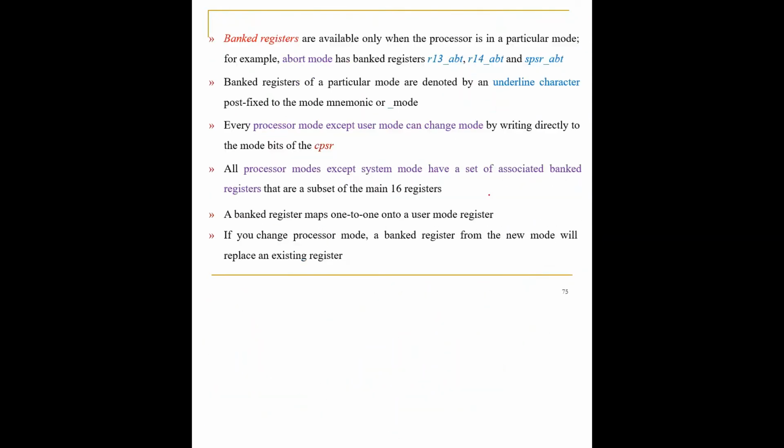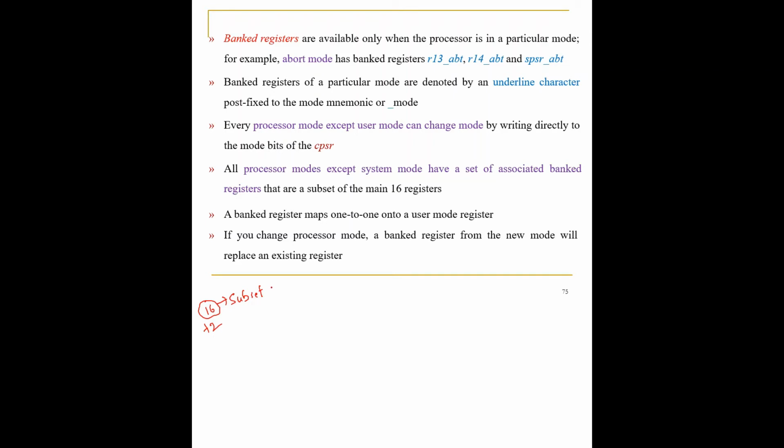All processor modes except user mode can change mode by writing directly to the mode bits of the CPSR. All processor modes except system mode have a set of associated bank registers that are a subset of the main 16 registers. Very well known fact. My registers were actually 16 plus 2. So these are your basic registers. Whatever bank registers I can see, they are all a subset of the 16 registers. That is what this says.